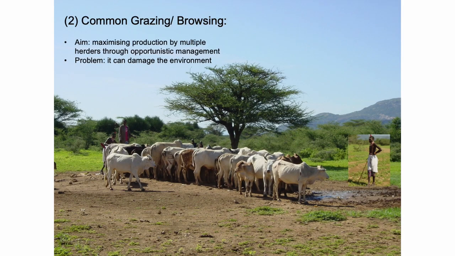Second, rangeland managed by a Samburu community in northern Kenya. Large herds of cattle which make optimal use of vegetation in good years through both grazing of grasses but also browsing of bush. However, in poor years, there is land degradation and livestock loss.